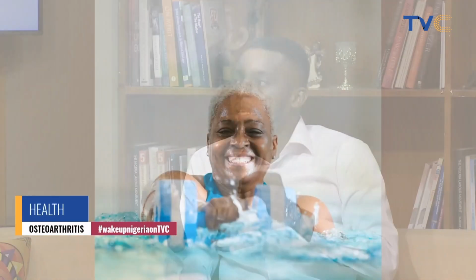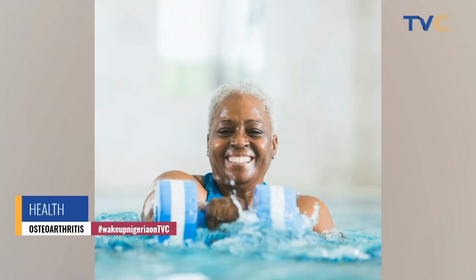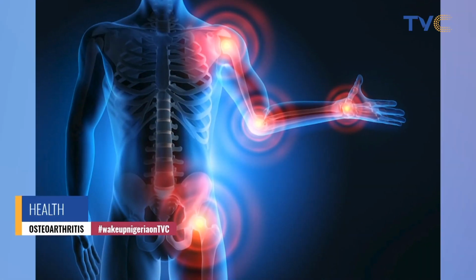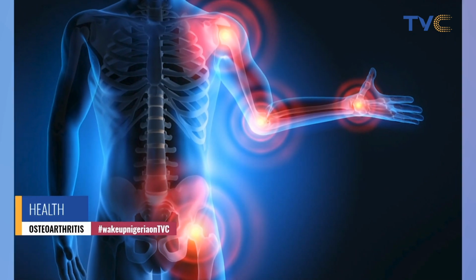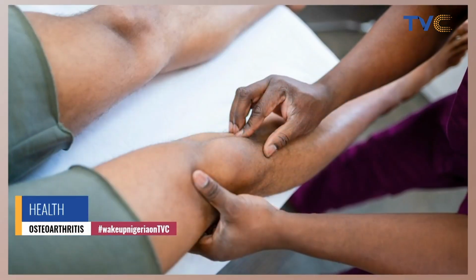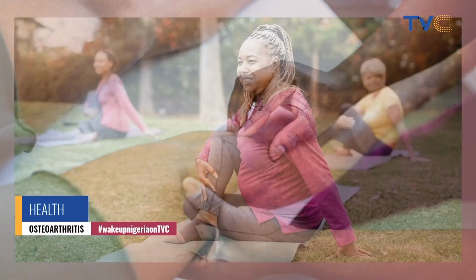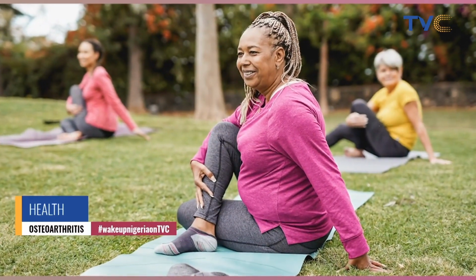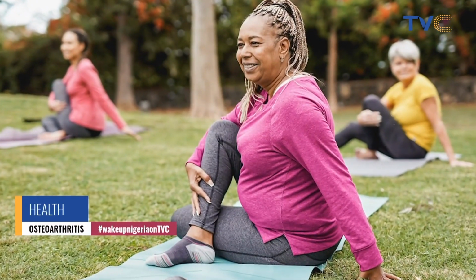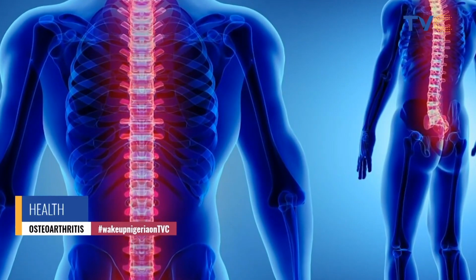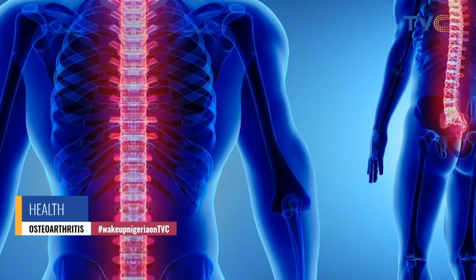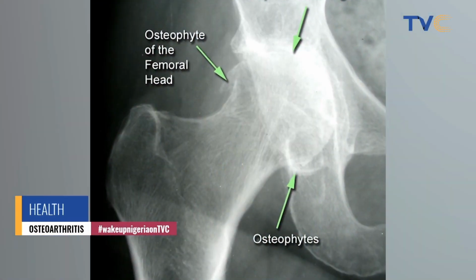There are some exercises that are very important to be done when you have osteoarthritis, so that you strengthen the muscles surrounding the joint. That's the best you can do. What kind of exercises are we talking about? I'll be using the knee as an example. The muscles surrounding the knee are the quadriceps, the thigh muscles, and the gastrocnemius muscle. Quadriceps strengthening exercises reduce the pressure going to the knee.